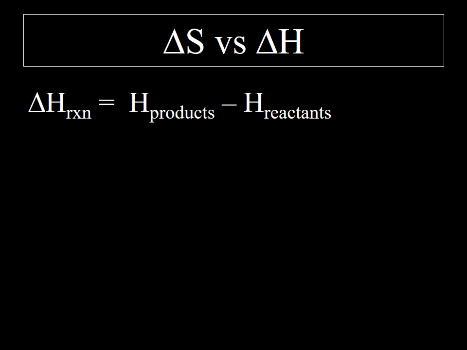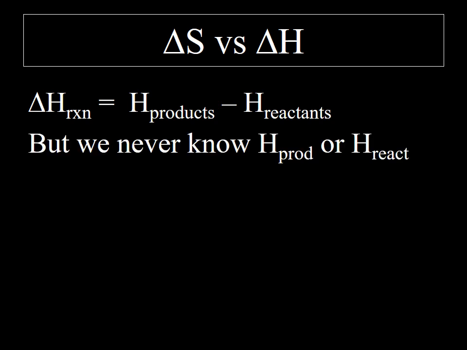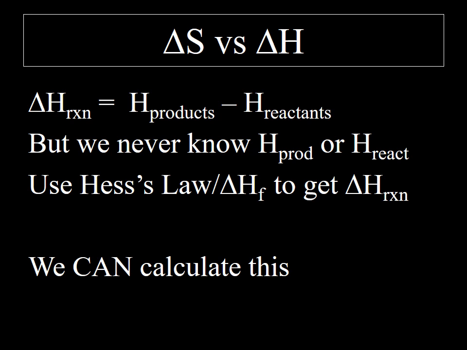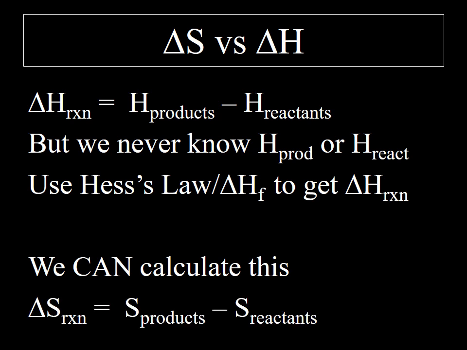When we talk about heat of reaction, we never know the enthalpy of the products or the reactants. We never know that number exactly. We use Hess's law, we use heat of formation, something like that to get heat of reaction. We have to have that reference of the heat of formation at standard conditions. But we can calculate this exactly. We can get delta S for a reaction by knowing the entropy of the products and subtracting off the entropy of the reactants. We can look up those numbers exactly.